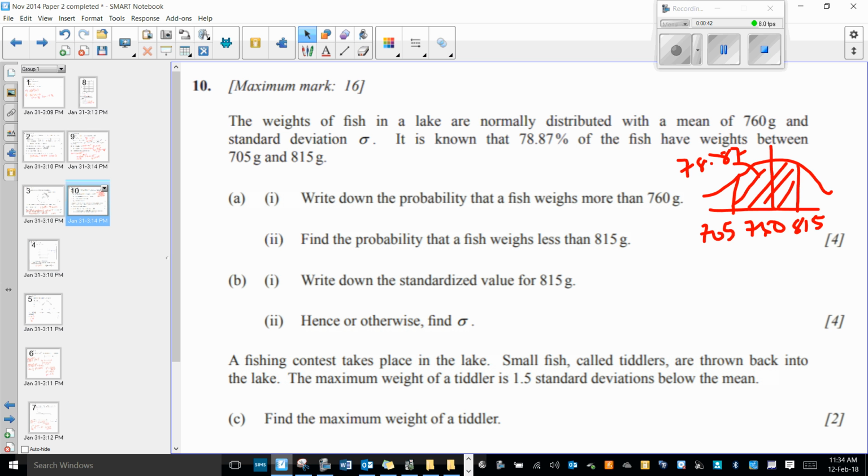Okay. Write down the probability they weigh more than 760. Oh, that's a 760. So if it's more than 760, it must be 50% because that's the mean, or 0.5. Find the probability of weigh less than 815.